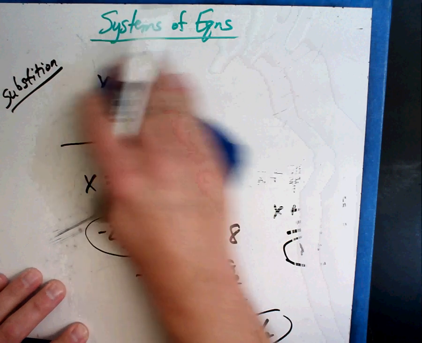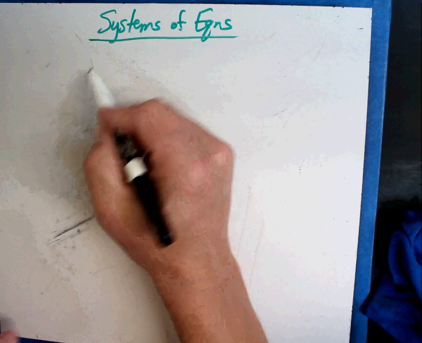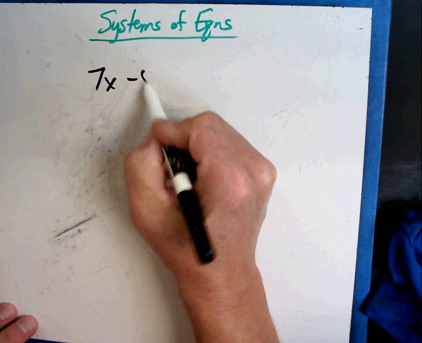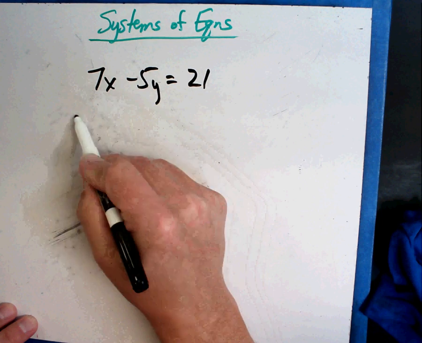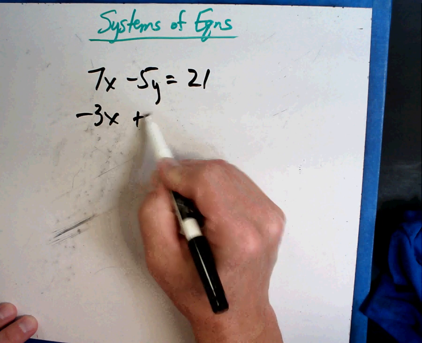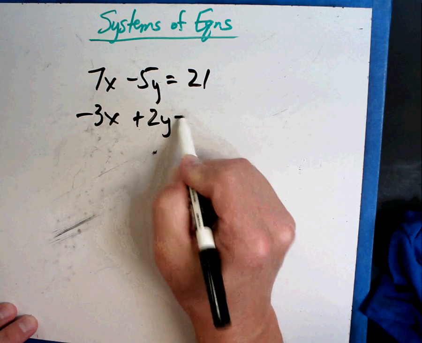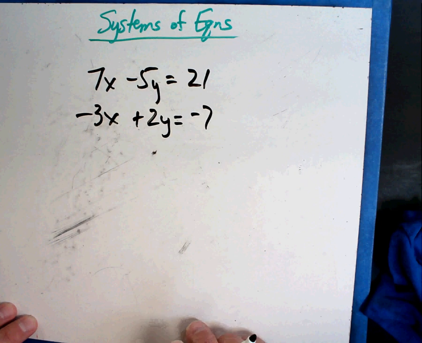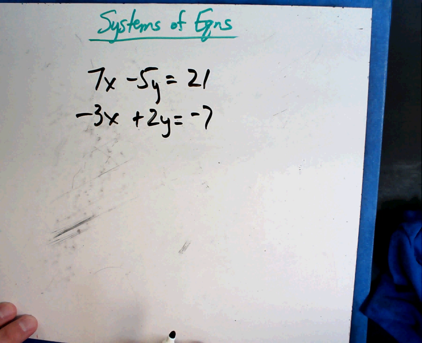Here's one more example, and this one would be considered a complex one. This one's a little harder to do. Make sure I write it down correctly so that it works right. Okay, so take a second and write that down: 7x minus 5y equals 21, and negative 3x plus 2y equals negative 7.